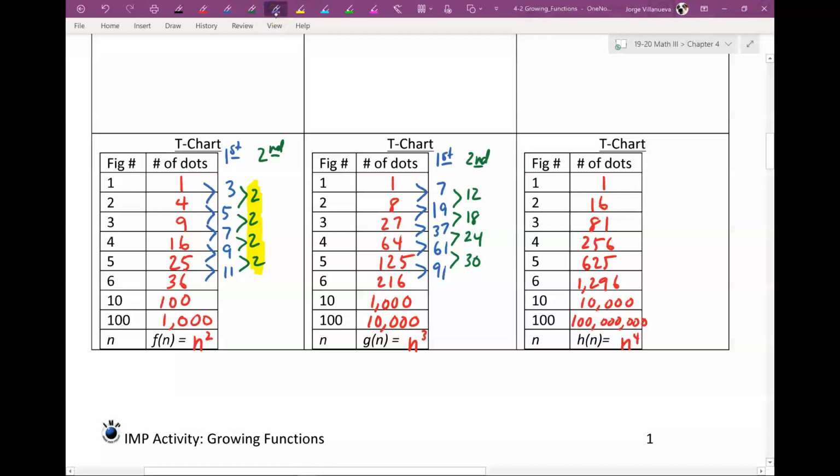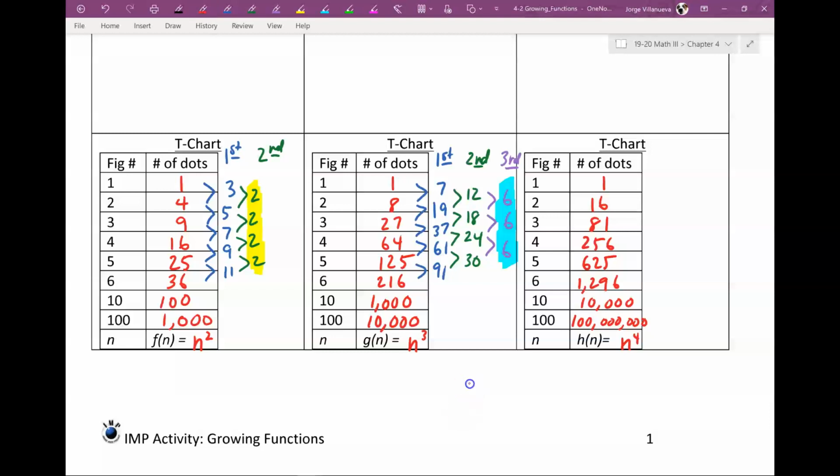So let's do the next one. I know they didn't tell me to do it, but they're going to ask us to do it soon. So let's just do it. The third difference, okay? Third difference. 18 minus 12 is 6. 24 minus 18 is 6. 30 minus 24 is also 6. So all those numbers match, right? All of those numbers match. So once they match, that means that the power for this function is a third power. Because that's where they matched. Third power. So it would be n to the third.